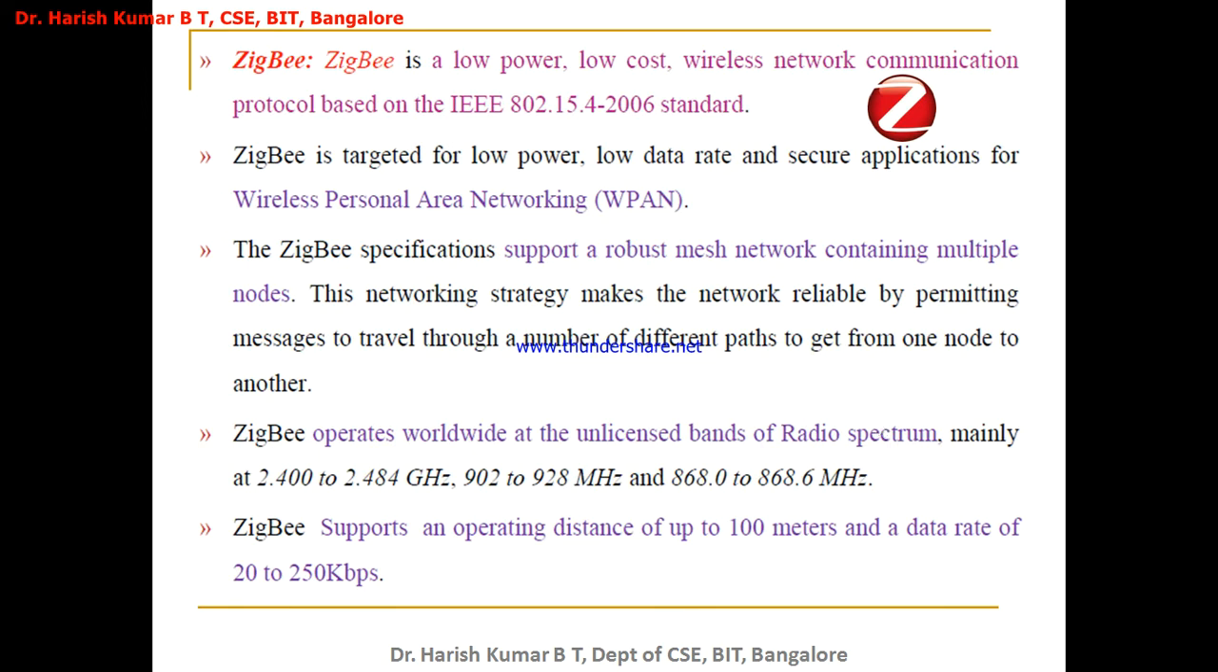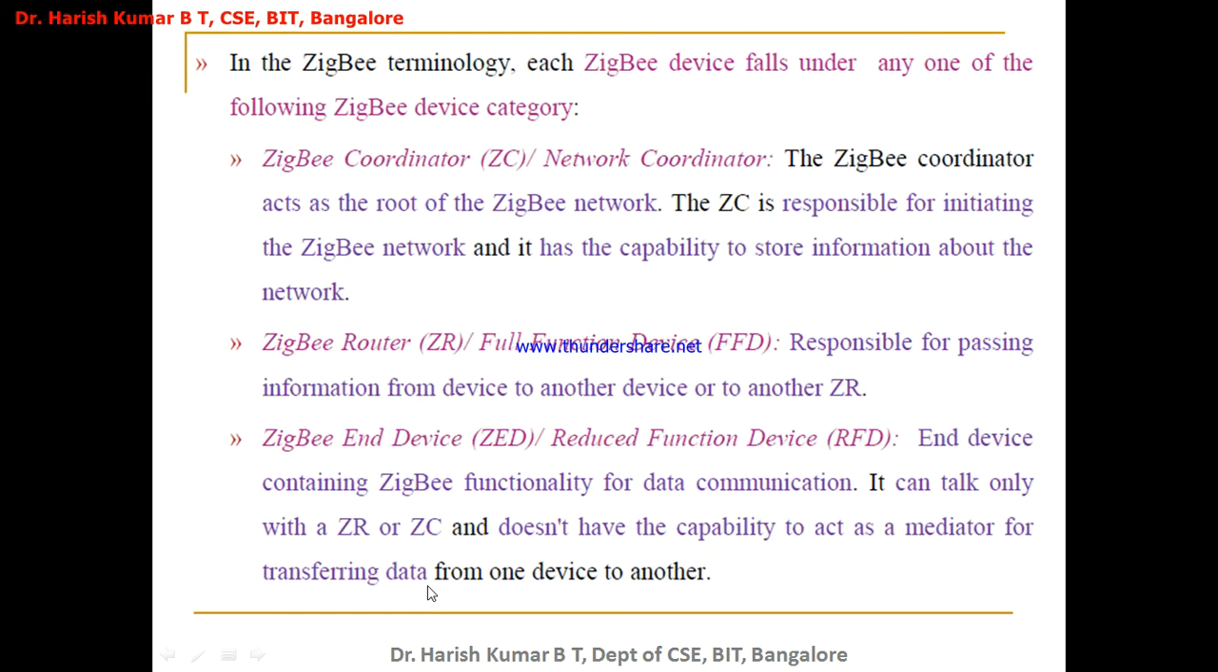So ZigBee is another low power, low cost wireless communication network. This ZigBee is based on the IEEE 802.15 standard, and 2006 is the year when this standard got approved by IEEE. It is most widely used for personal area networking. This is the operating frequency of the ZigBee, and the distance is up to 100 meters, with a data rate of 20 to 250 kilobits per second.